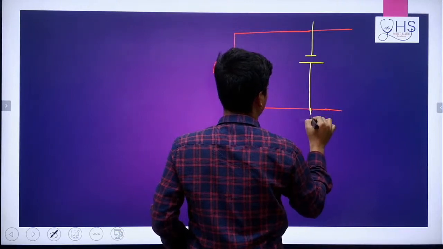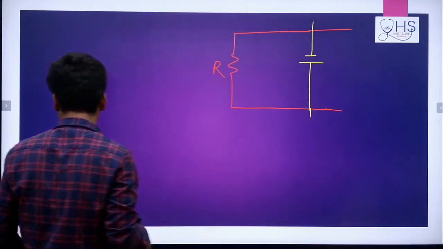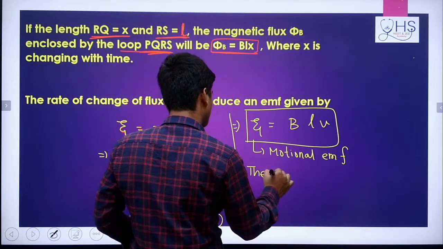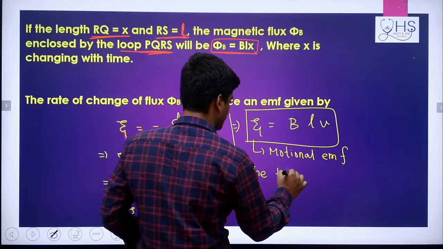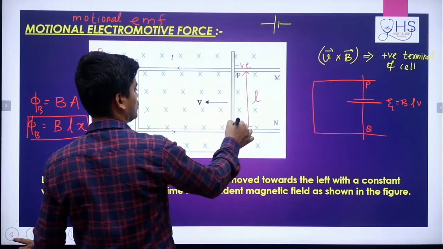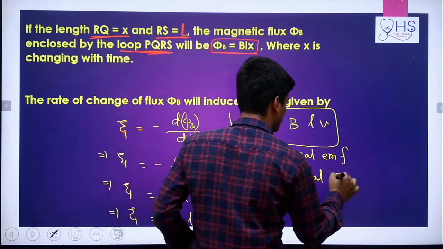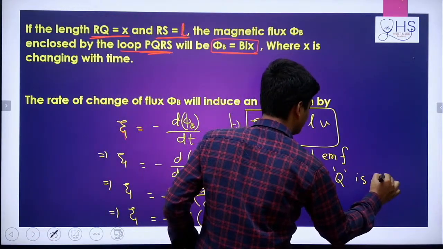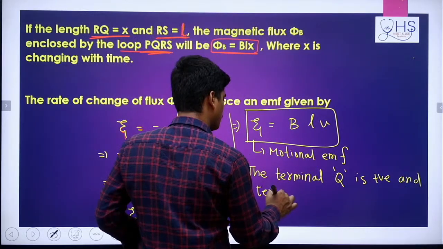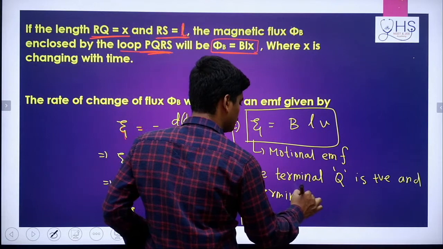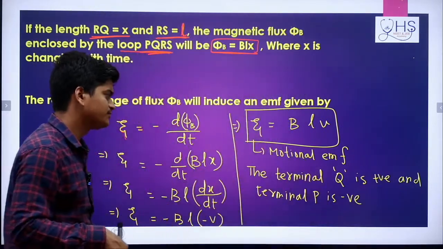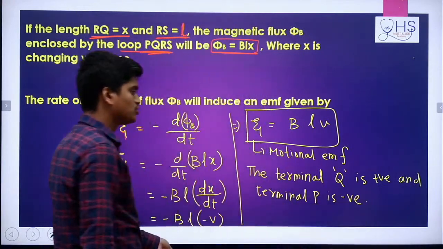Like this we are giving the same thing, or sometimes you can write here: the terminal Q is at higher potential. Terminal Q is positive, and terminal P is negative. So positive means higher potential and negative means lower potential. Okay, that one you can give.